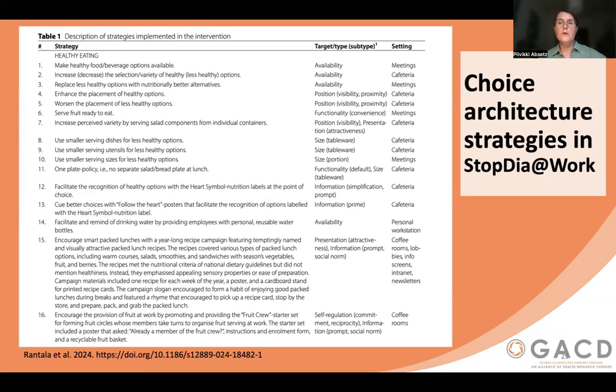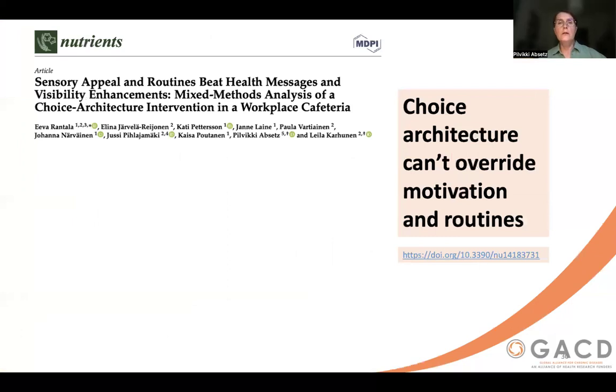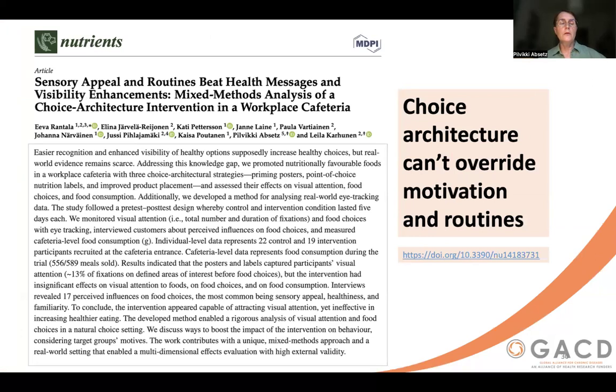Here is an example of choice architecture strategies that we utilized in Stop Diabetes at Work, which was a study conducted in Finland, where we worked with different work sites and had a large number of different strategies that they could implement. And you can see the target type of the strategies from the TIPME typology that I showed previously. We also saw that even though people paid attention to, for example, visibility enhancements or prompts that we used in workplace cafeteria, those couldn't override motivation and routines when it came to selection of foods in the cafeteria.